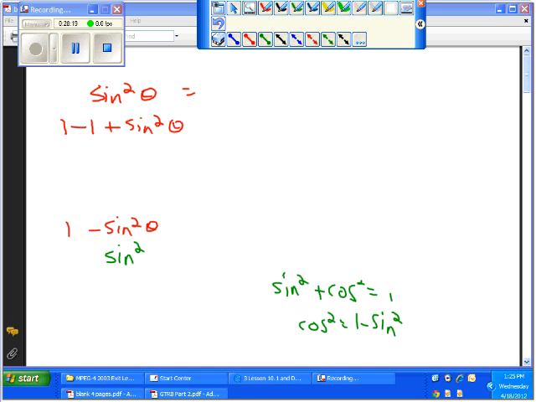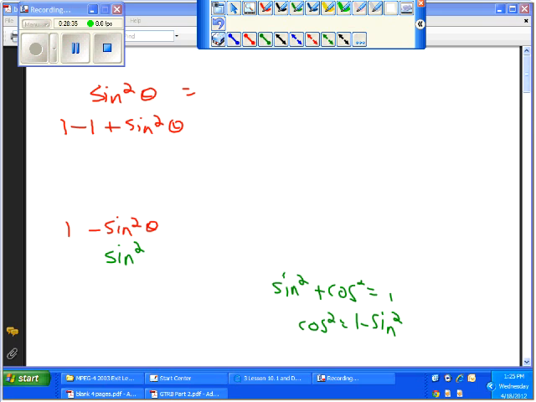What have I done to the left side? I added 0. Plus 1 minus 1, 0. I added nothing over there, but I got something that looks kind of like what I had. See how tricky that is?